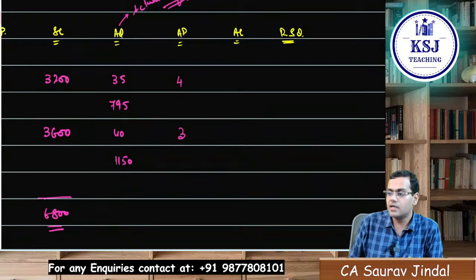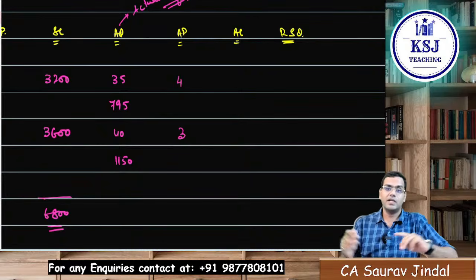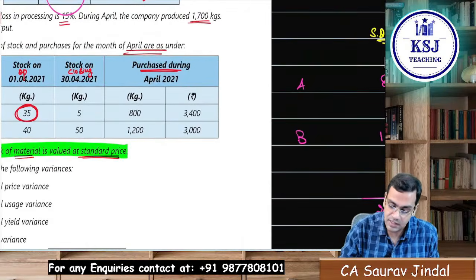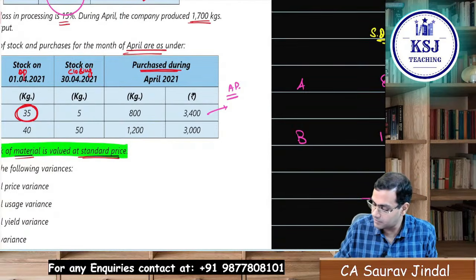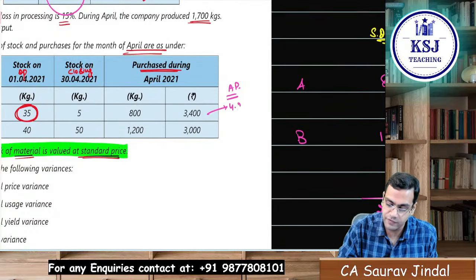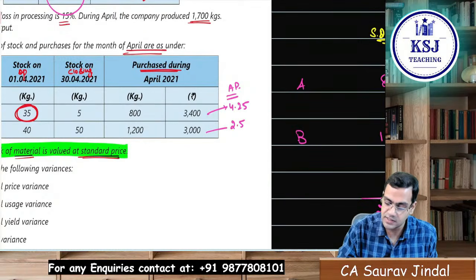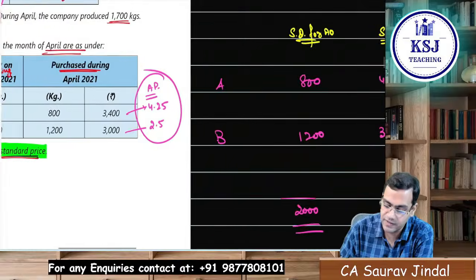Now, what is the actual price for 795 and 1150? It is from the fresh purchase, right? From the fresh purchase, what is the actual price? From here you will get to know the actual price. That is 3400 divided by 800, 4.25 is the actual price. 3000 divided by 1200, that is 2.5 is the actual price. 4.25 and 2.5.